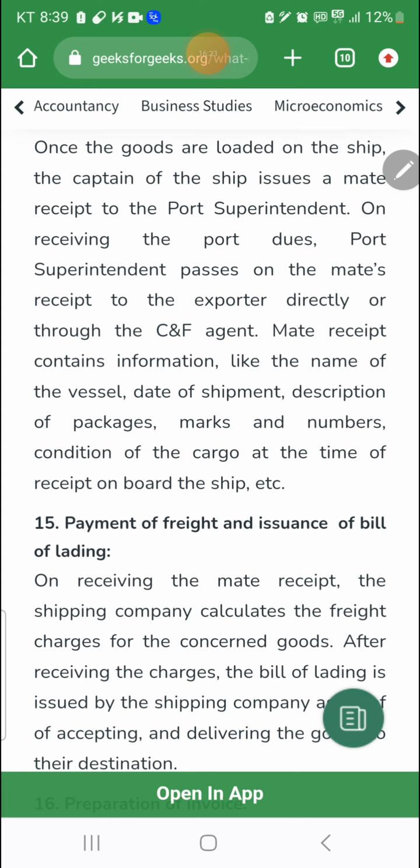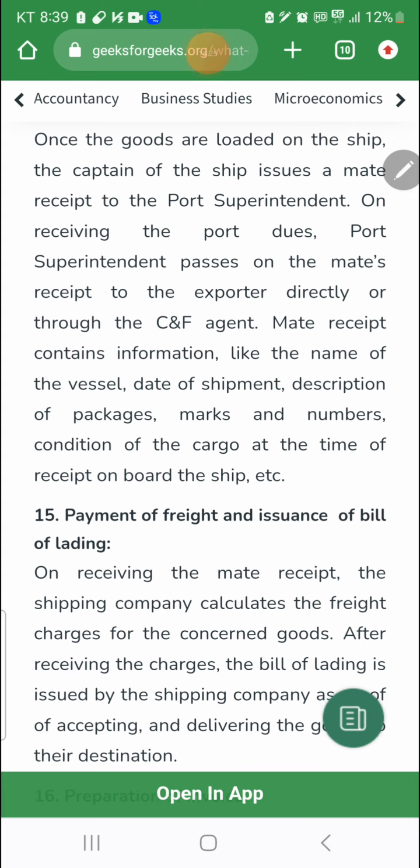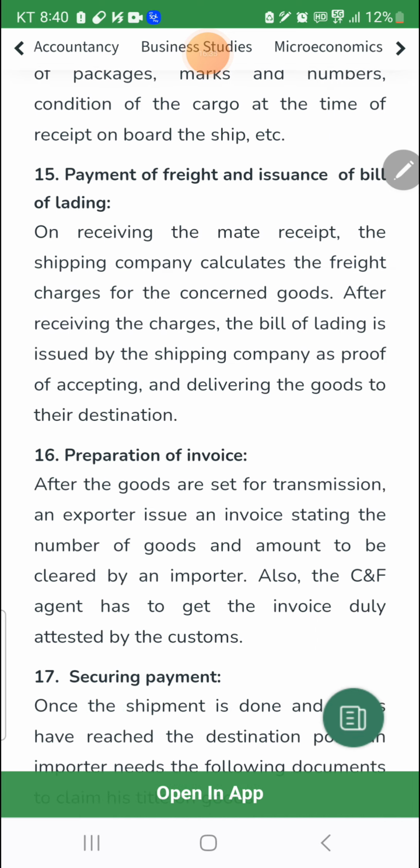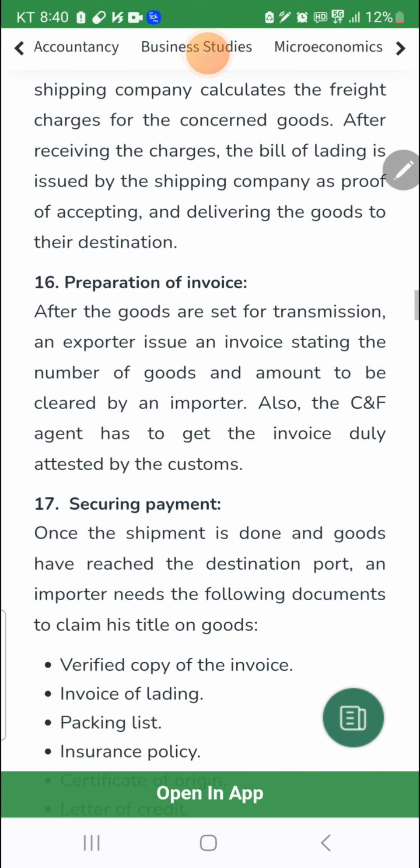Through the CNF agent or shipping company, and the shipping company or the exporter must pay the freight charges, and they receive the bill of lading.